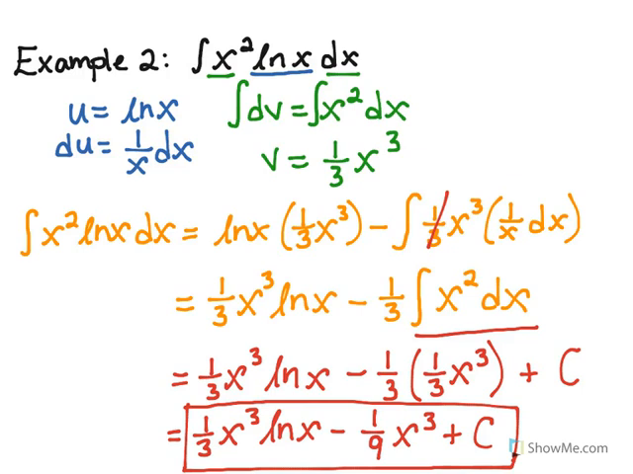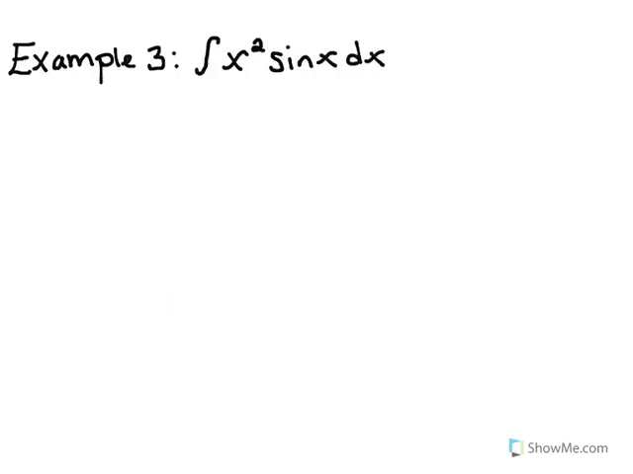All right, 2 down, 2 to go. We need to find the antiderivative of x squared sine x. So choose u. So LATE again. L, there's no logarithm. A, algebraic. There's an algebraic term right here. So u is going to be equal to x squared. So what would du be? The derivative of x squared is 2x dx.